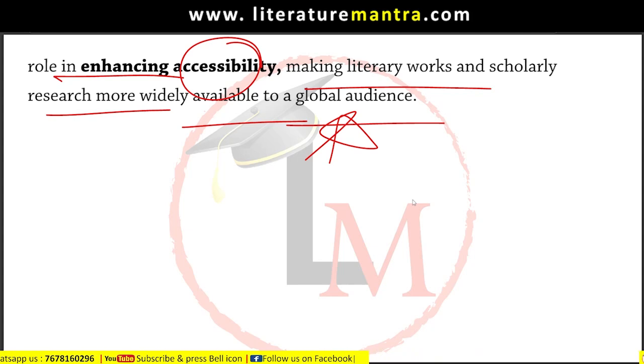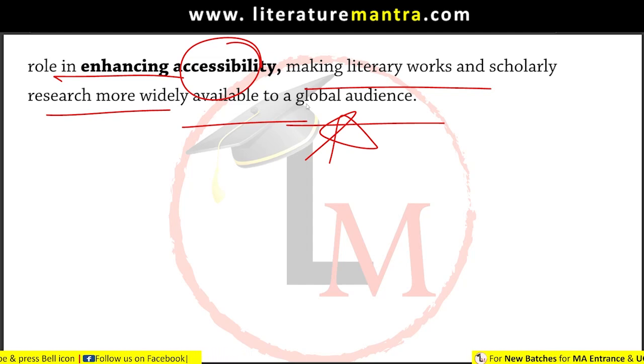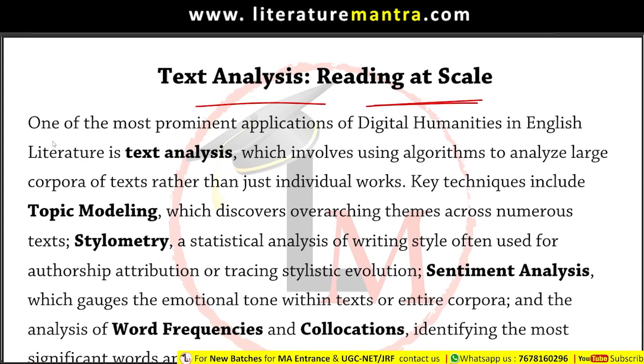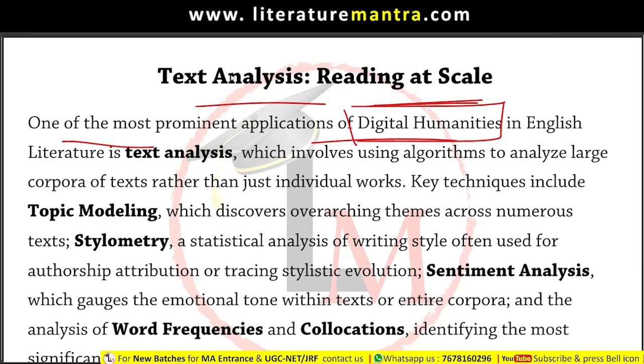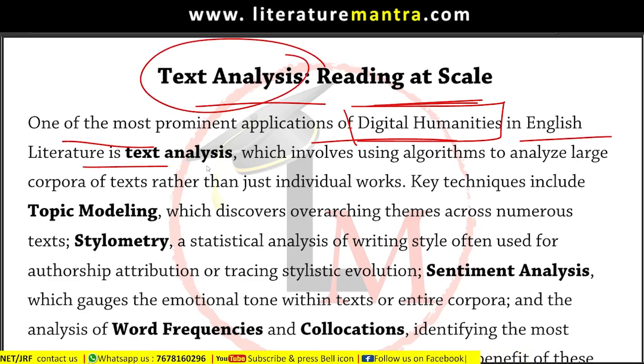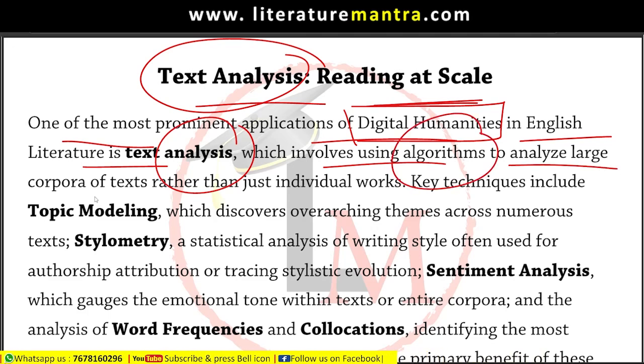So this is what it means that digital humanities is making literary works and scholarly research more widely available to a global audience. Okay? Now after that, text analysis and reading at scale. What is the meaning of this? Now, one of the most prominent applications of digital humanities in English literature is text analysis, which involves using algorithms to analyze large corpora of texts rather than just individual works.